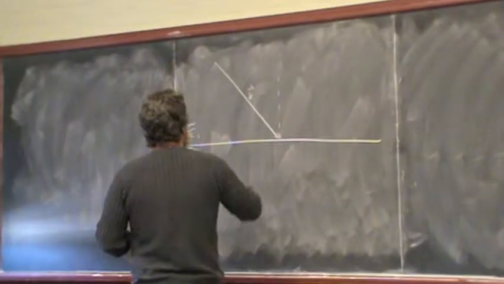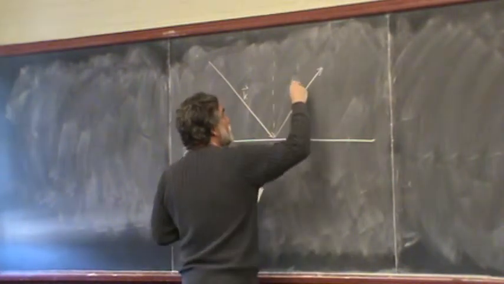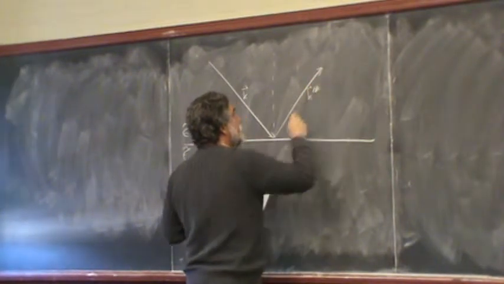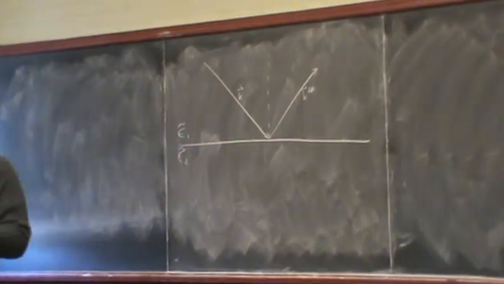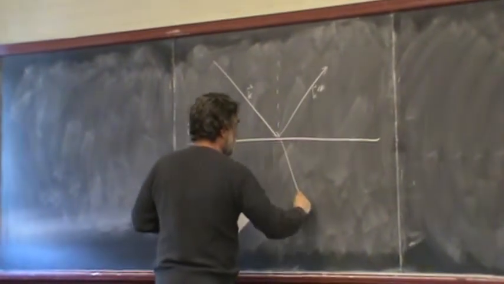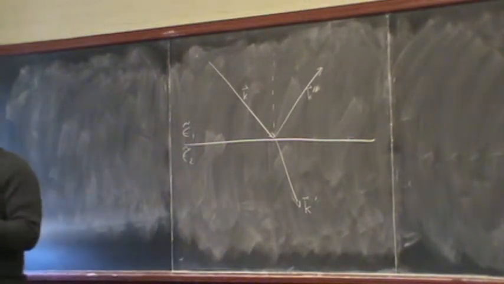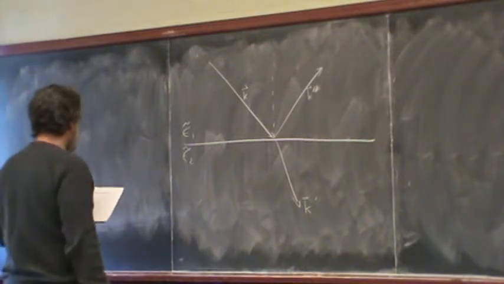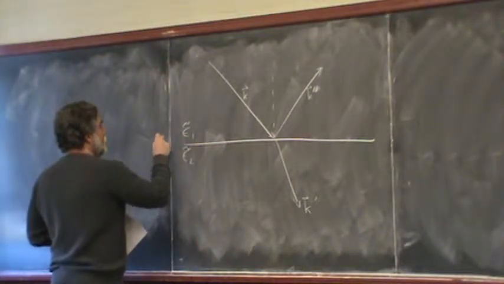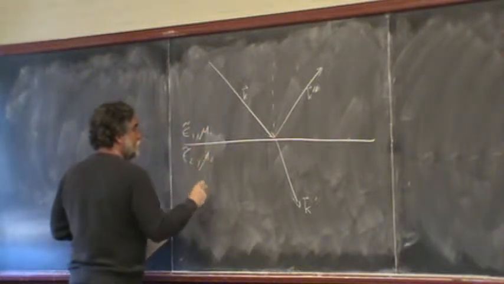Okay, so I've got my incident wave. I've got my reflected wave, which I'm going to denote with a double prime, the wave vector of the reflected wave. So that's not kappa, that's K, right? And then I have a transmitted wave with wave vector K prime. And actually, just to complete things here, I have a mu1 and a mu2.